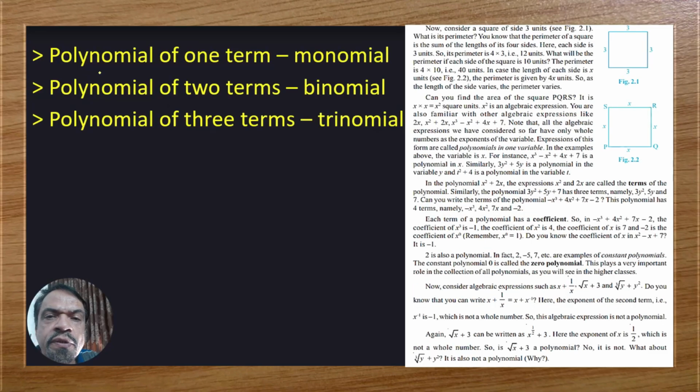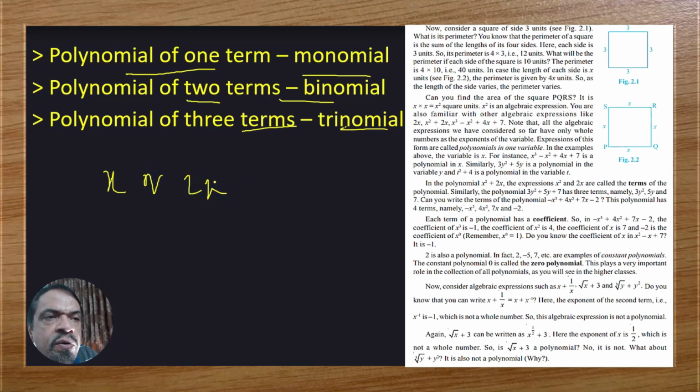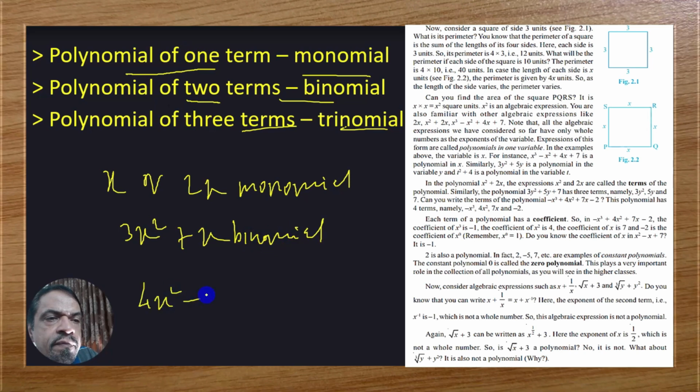Listen, students. A polynomial of one term is called a monomial, a polynomial of two terms is a binomial, and a polynomial of three terms is a trinomial. One term means only x or 2x, so it is a monomial. Two terms, suppose we write 3x square plus x, is a binomial. Three terms is a trinomial.